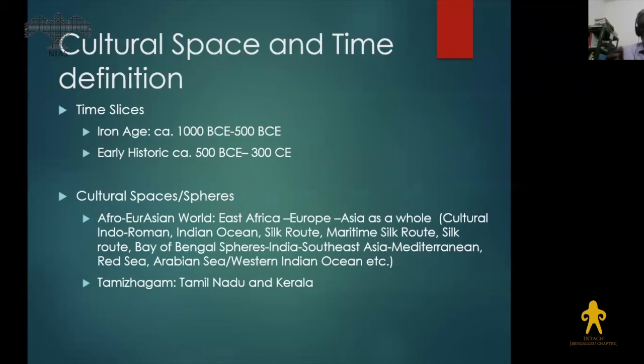So we need to understand the cultural space and time that we are dealing with here, what I call a time slice. We are mainly focusing on the period between 500 BCE to 300 CE, which is otherwise known as the early historic period in South India, or also known as the Sangam age, because for this period we have evidence in the form of early Tamil literature.